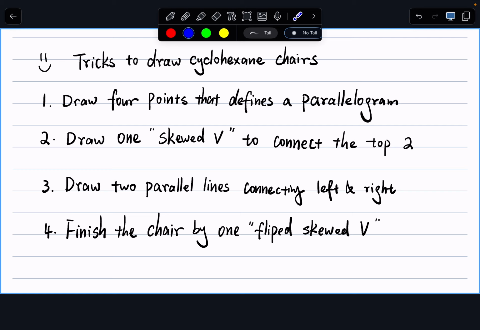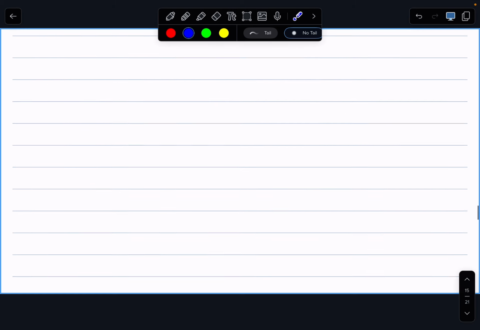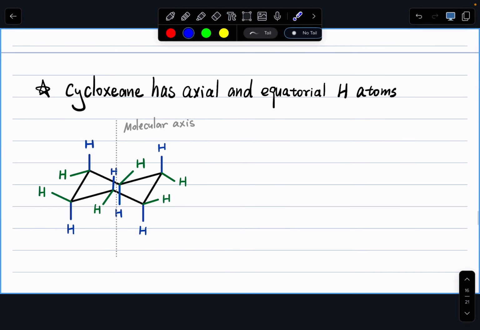Okay, so let's move on. Now you know how to draw the chair, especially the skeleton of the chair. Let's think about the next one. As I was showing here, we have different colors of the hydrogen. So what does that mean? What do these different colors mean?